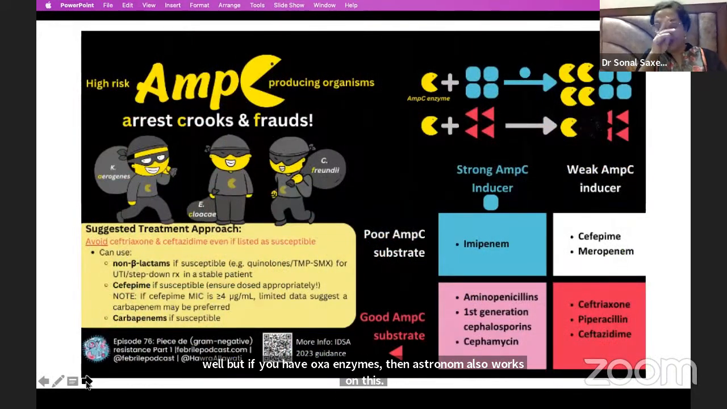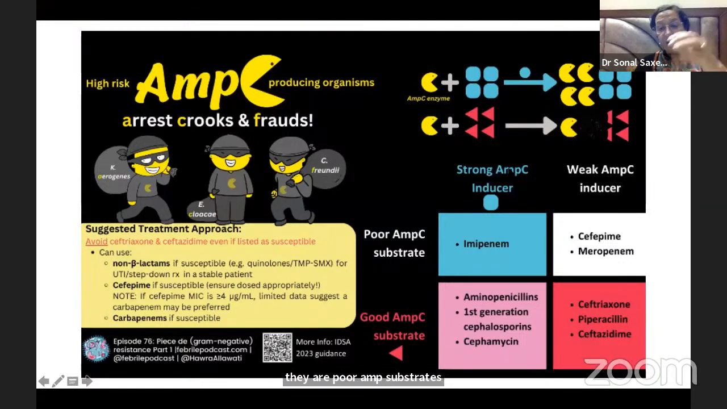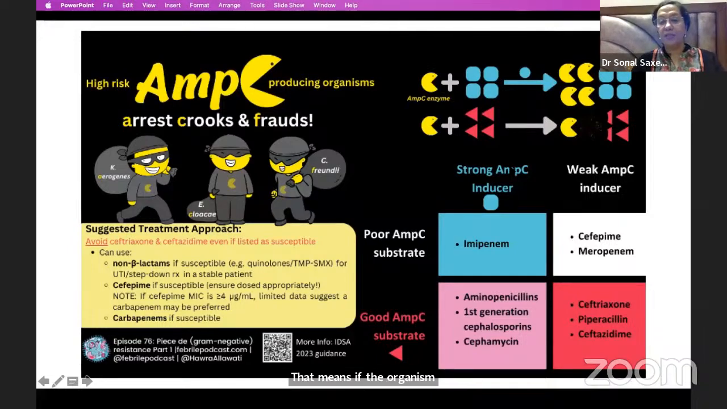Now this is another one, AmpC. Remember that strong AmpC inducers are poor AmpC substrates. That means if the organism is producing this AmpC enzyme, it is getting induced by giving imipenem, but it's a poor substrate for them.